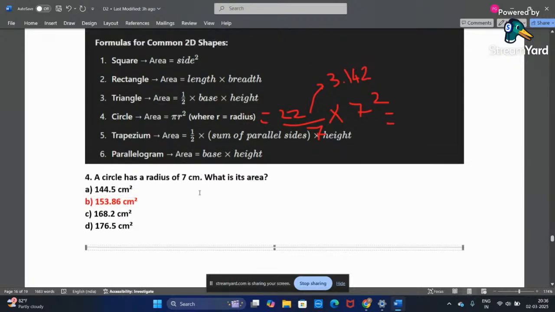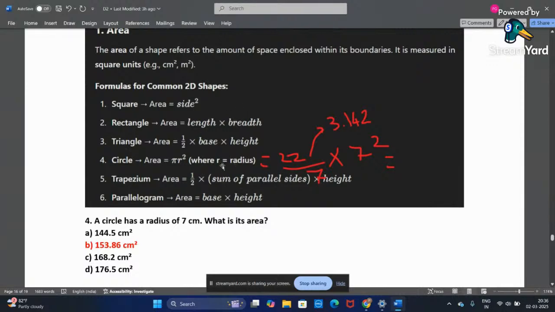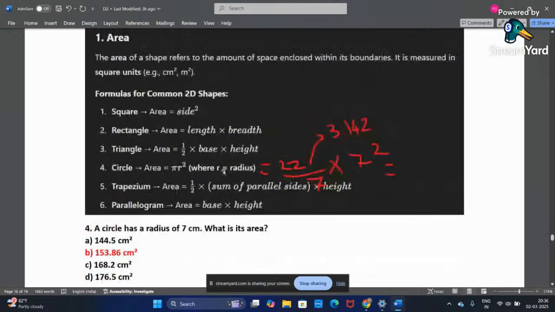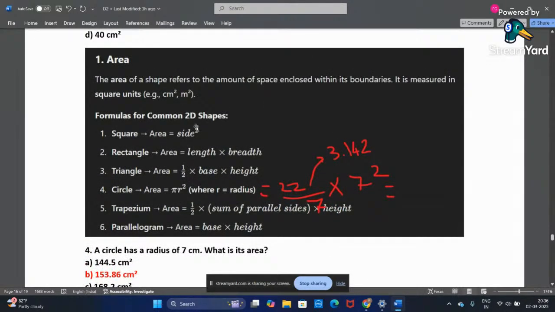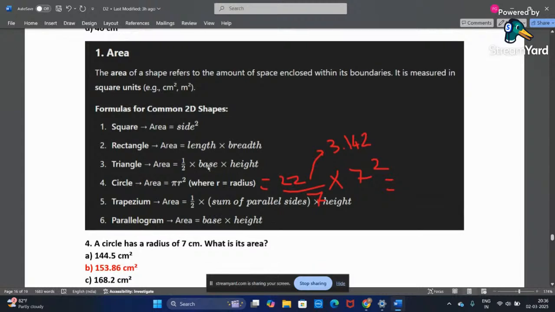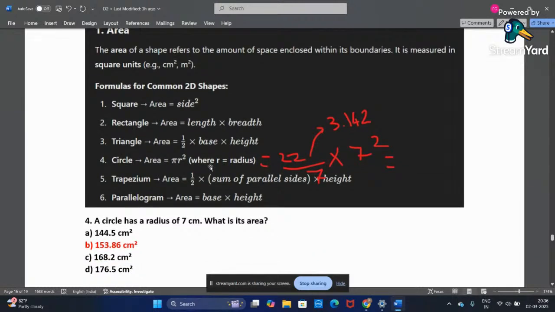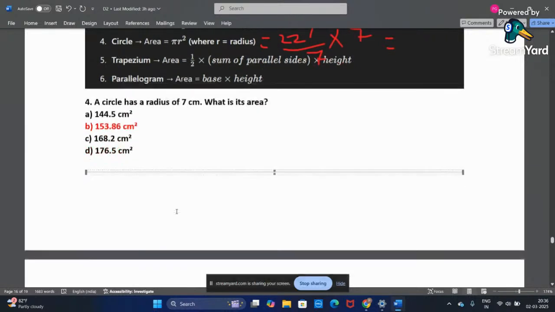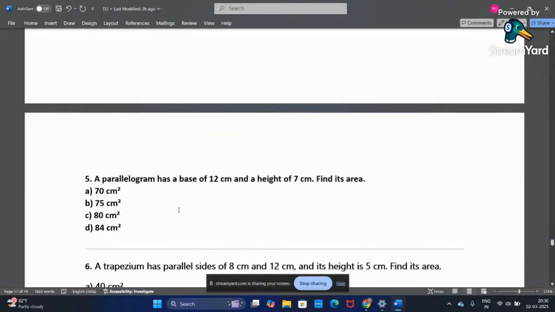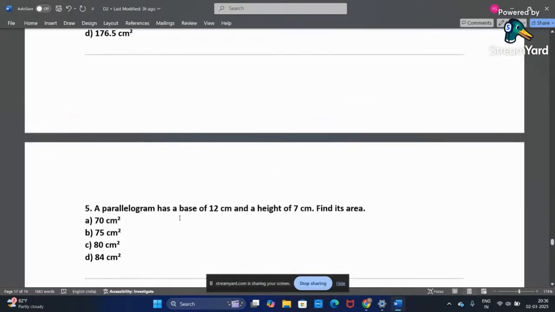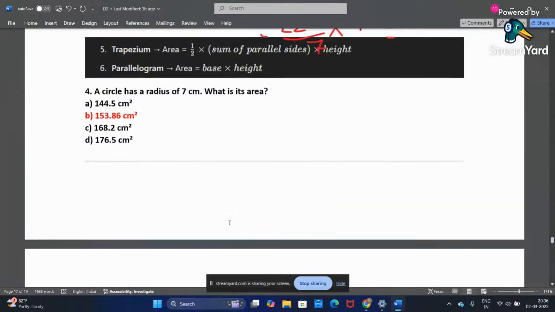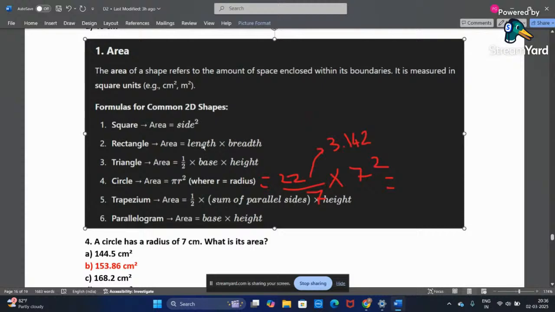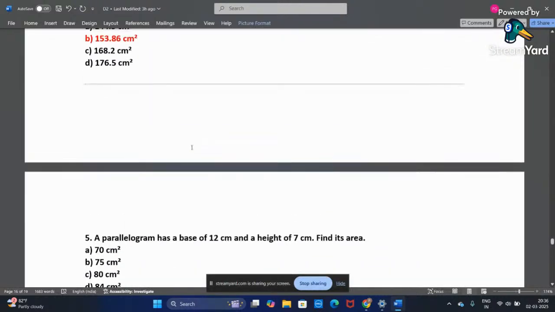We'll move on. The main thing is you have to remember these formulas to find the area. Area means there will be a common question which is in 2D shapes. Mensuration means it will be 3D shapes. Okay, we'll move on to the next type. A parallelogram has a base of 12 centimeter and height of 7 centimeter. Find its area. Same way we need to find the area.